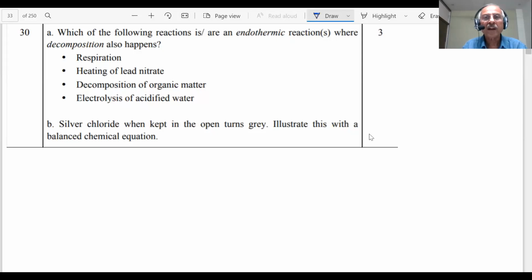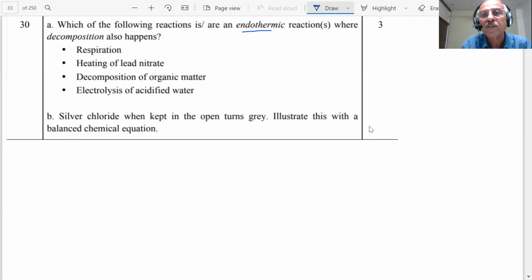Question number 30 from the CBSE Class 10 sample paper released by the CBSE is on the screen. Which of the following reactions are endothermic reactions? Students, you are aware there are two types of reaction, exothermic and endothermic.